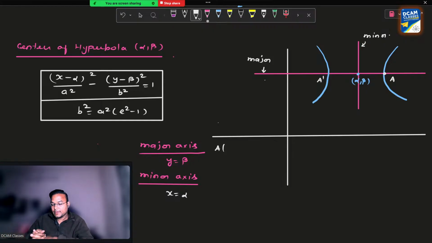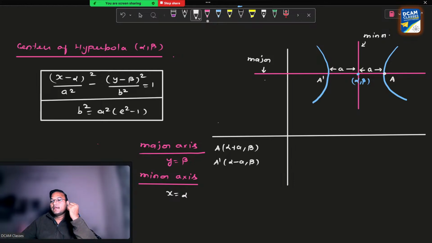Now you tell me, Haripriya or Kanishka, what should be the coordinates of capital A and A dash? Alpha minus AE. Why AE? This distance is A. So A dash will be alpha minus A comma beta, and A will be alpha plus A comma beta, right?